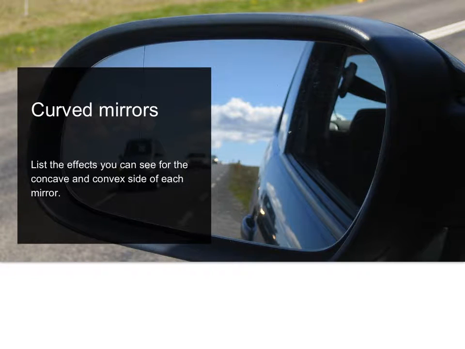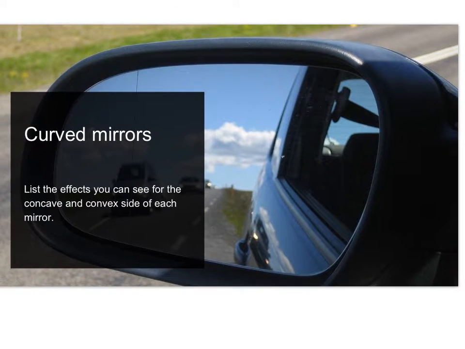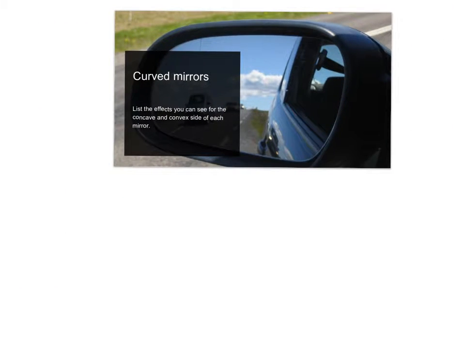So the first exercise is to look at some curved mirrors. Now, you might actually have some proper curved mirrors, or if not, you could use the inside and outside of a spoon. But list the effects that you can see for the concave and convex side of each of the mirrors given to you. So, what do we mean by the convex and concave?